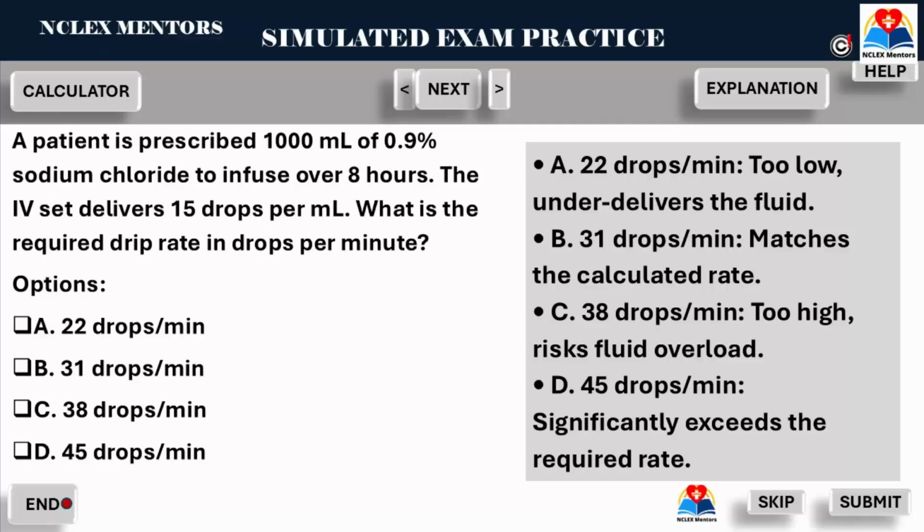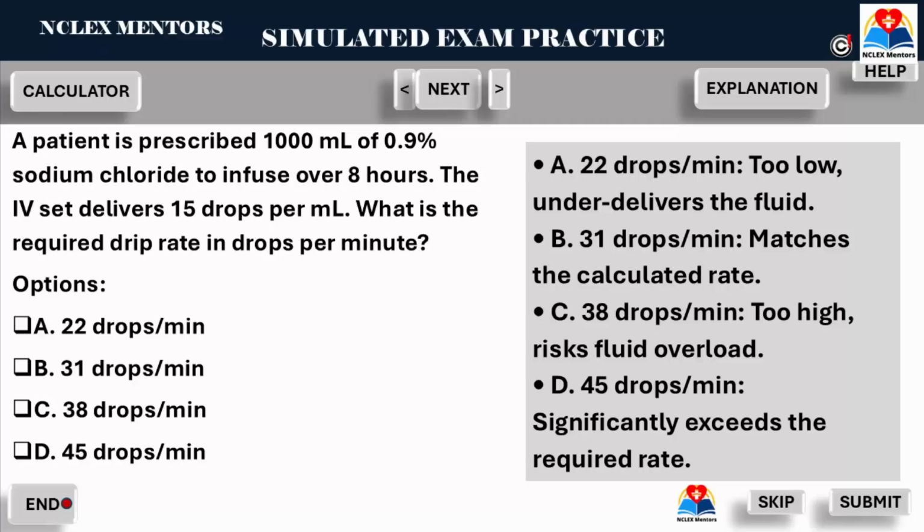Why the other options are incorrect? A. 22 drops per min. That's too low. Your patient won't get enough fluids on time. Underinfusion can lead to complications like dehydration or delayed med delivery. C. 38 drops per min. That's pushing too much too fast. Overinfusion can lead to fluid overload, especially risky in patients with cardiac or renal issues. D. 45 drops per min. Whoa, way too fast. This would run through the whole bag in less than 8 hours. Definitely not safe.